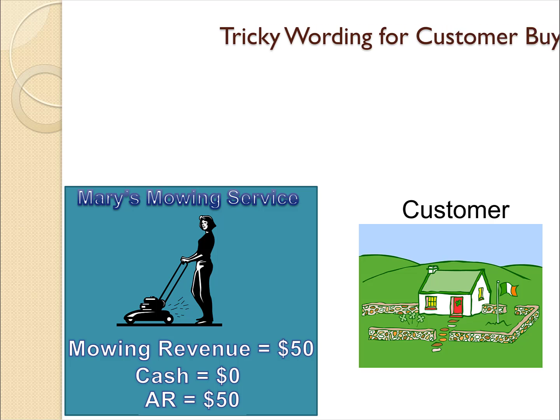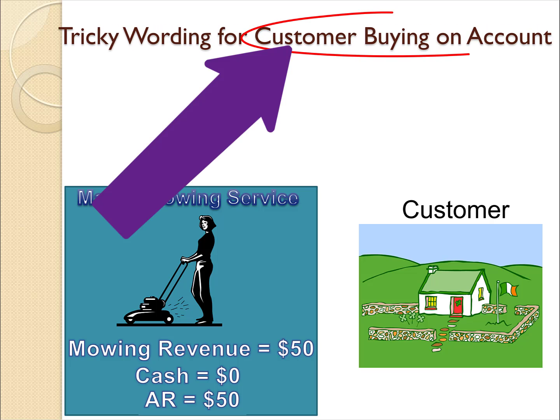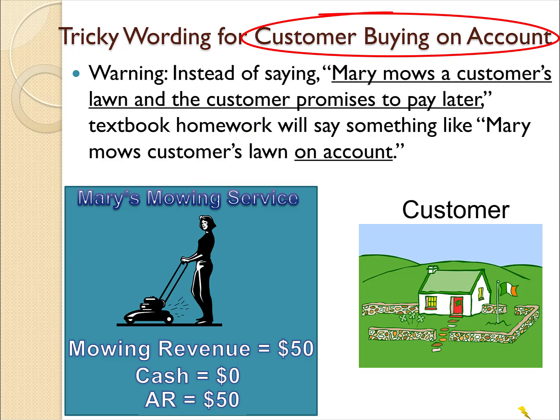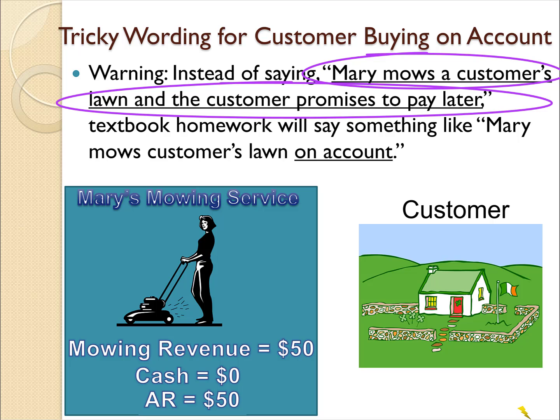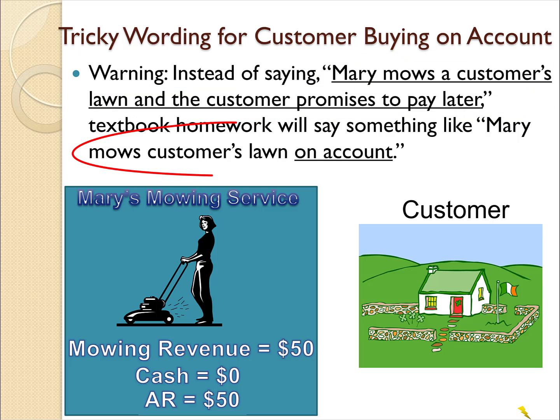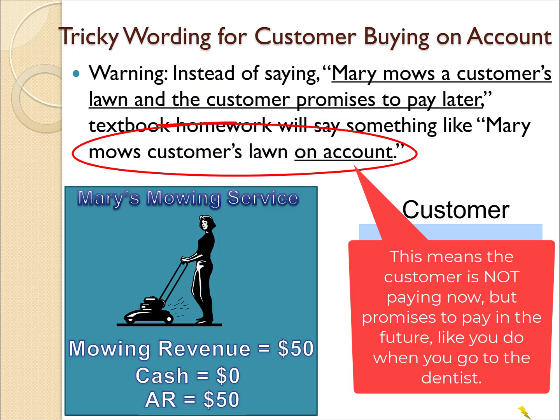So again, let's talk about the tricky wording for customer buying on account. If the author was nice to you, they would say, Mary mows a customer's lawn and the customer promises to pay later. However, the textbook does not say that. It's going to say something like Mary mows a customer's lawn on account. So you need to realize that if it says Mary mows a customer's lawn on account, that means the customer is not paying now, but they promise to pay in the future.